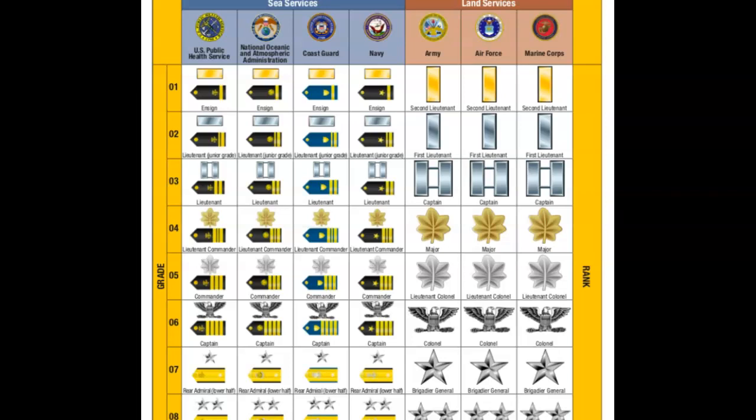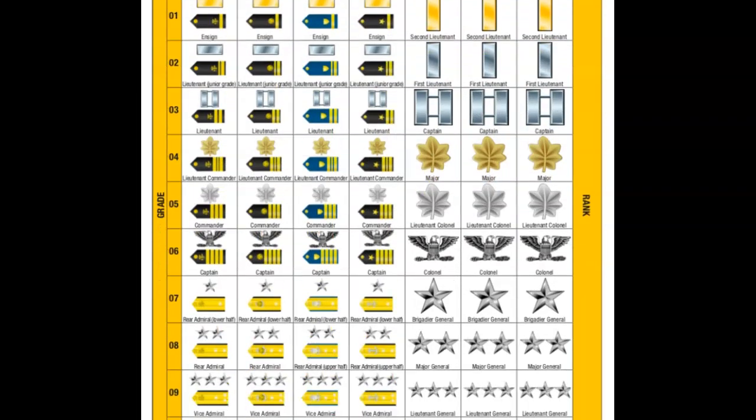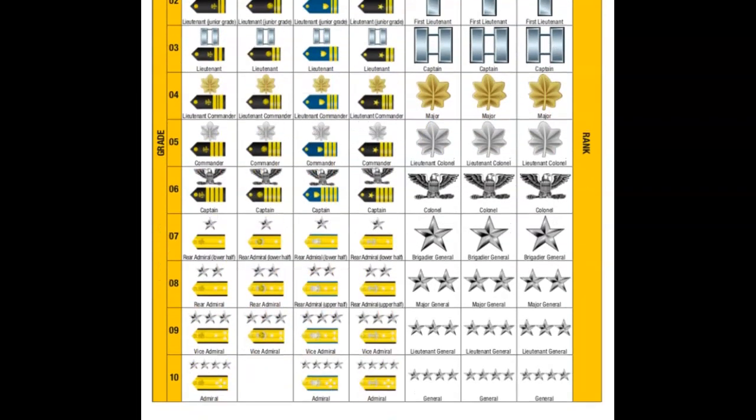Another thing that I wanted to point out about the rank structure is that in the land services, the rank goes brigadier general, major general, lieutenant general, and general. And so our way for remembering that was B my little general. B for brigadier, my for major, little for lieutenant, and then general. So if that helps you to remember them, that's a tip.